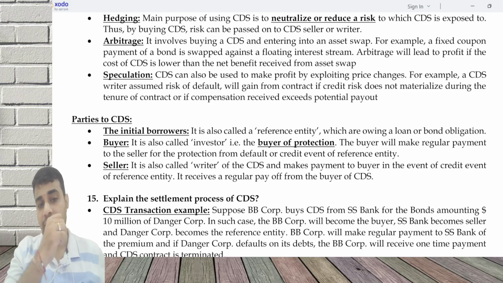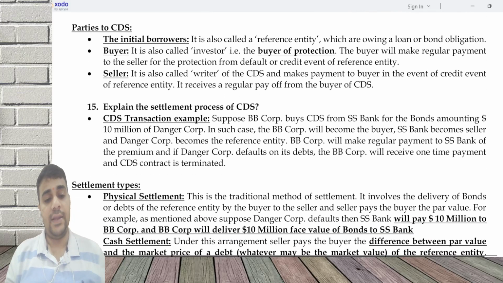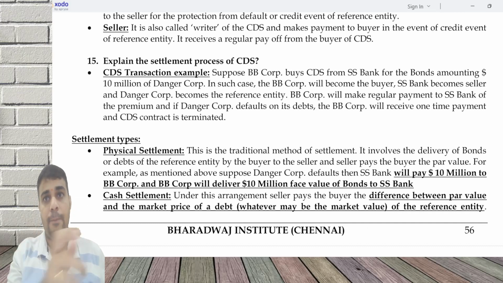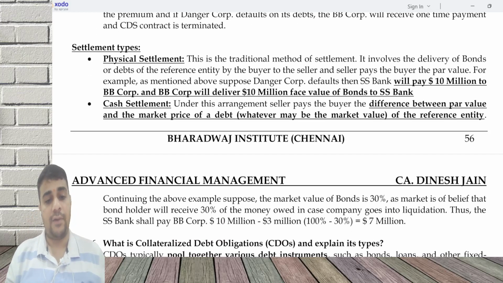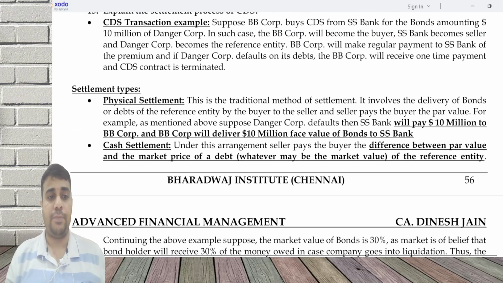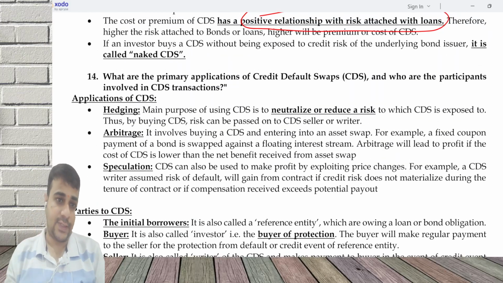Who can do this? Initial borrowers, also called the reference entity, which are owing a loan or a bond obligation. So the parties to the CDS are the initial borrower, a protection buyer and a protection seller. The settlement process of CDS was also explained to you. It can be through either a physical settlement, where I will give the bonds and get the entire amount, or a net settlement, which is a cash settlement, where the difference between the par value and the market price of the debt is paid. I think both of these were discussed in the theoretical discussion on problems.